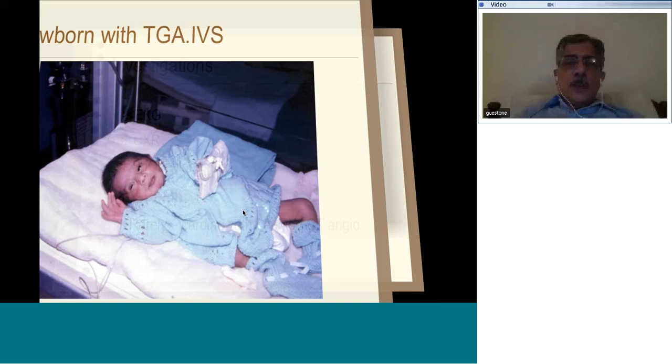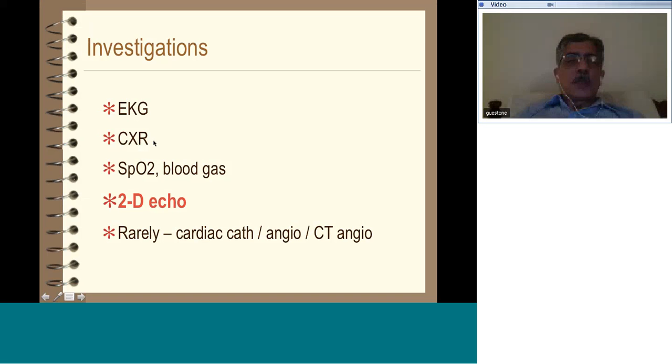So how do you investigate a baby who presents with a suspicion of transposition of great arteries? One would do the routine investigations of electrocardiogram, chest x-ray, oxygen saturation and a blood gas. Then the anatomic diagnosis is established by a quick and rapid bedside 2D echocardiogram. Very rarely these patients might require cardiac catheterization or a CT angio, if the anatomy is not very clear, or there are some other complex issues or suspicion of collaterals. But importantly, in the vast majority of cases, a definitive diagnosis can be established on the basis of the TGA echo.